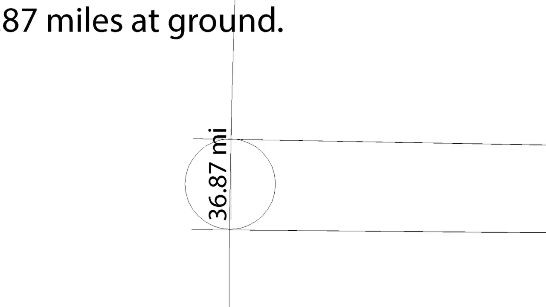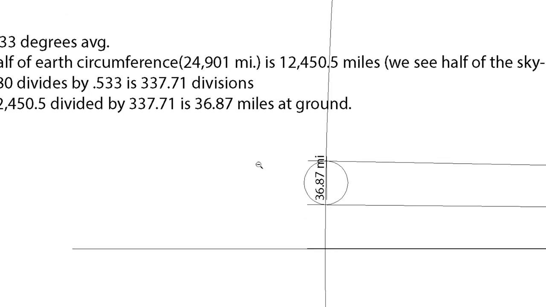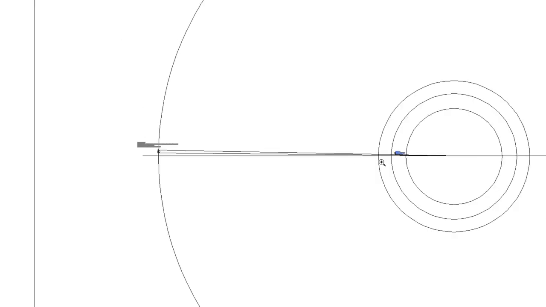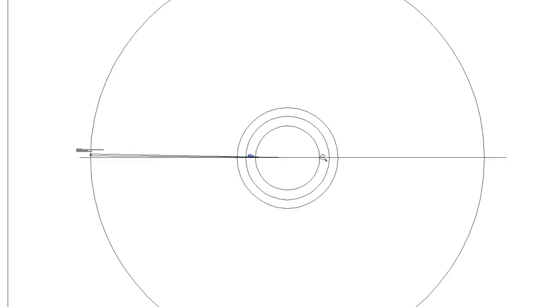And so I just drew a little circle there to help you understand. That would be, if the sun was at the ground, it'd be 36.87 miles. So obviously it's a lot smaller, because within the concavity of the Earth, you see 3 circles there.